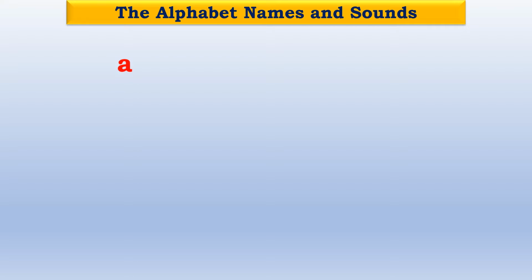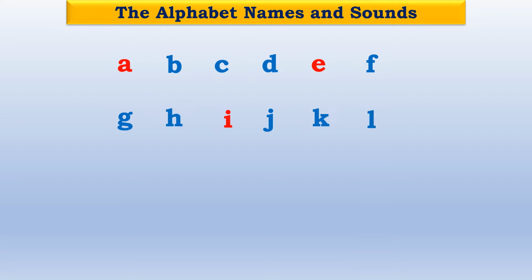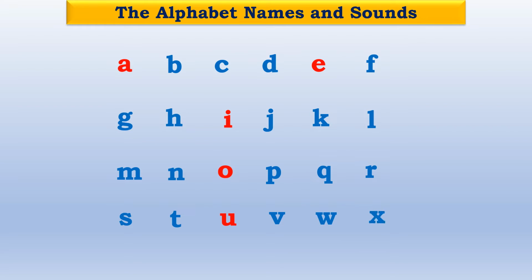The alphabet names and sounds. A, B, C, D, E, F, G, H, I, J, K, L, M, N, O, P, Q, R, S, T, U, V, W, X, Y, Z.